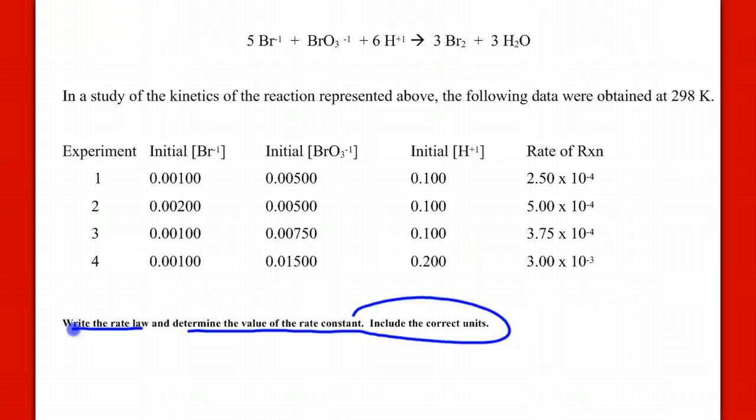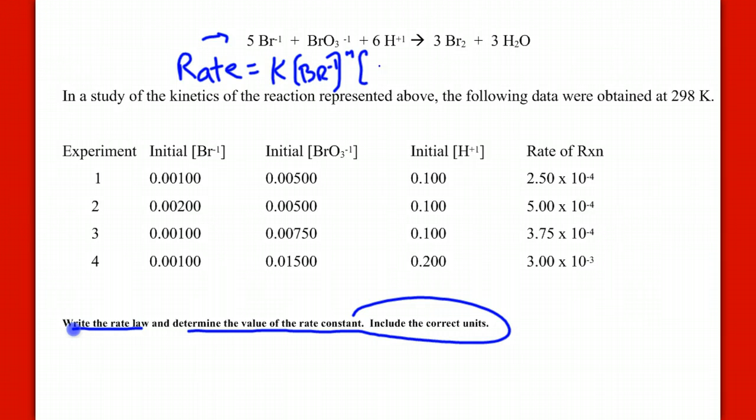So the equation is written up here on the top. And what the rate law will look like is, the rate equals K times the concentration of each one of the reactants. Now in equilibrium, the coefficient becomes the power, but that does not work that way with rate laws. So you're going to say it equals the concentration of the bromide ion to some power, times the concentration of the bromate ion to another power, and then times the concentration of the hydrogen ion to whatever power. And the powers are called orders.